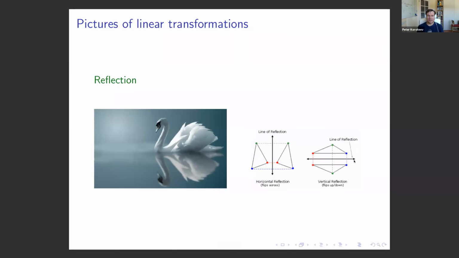Another transformation is reflection. So here's a beautiful image of a swan in the lake. Reflection always has a line of reflection. So it's a symmetry, a mirror symmetry. Another name for it is mirror symmetry. You have an image, and this transformation provides a mirror reflection over here. So this is called horizontal reflection because the mirror is vertical and the flip is done horizontally. And this is the vertical reflection because the mirror is horizontal.